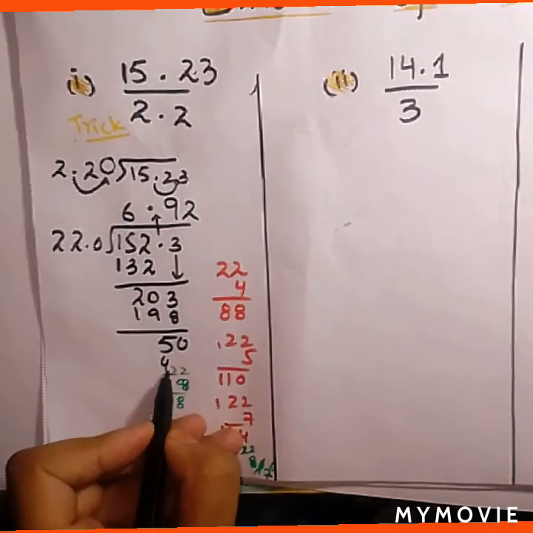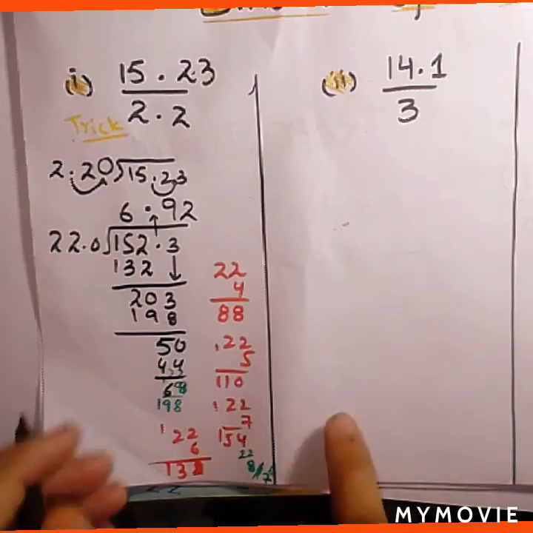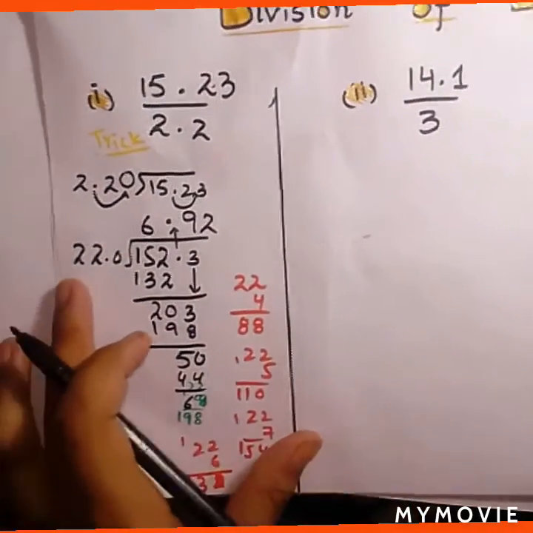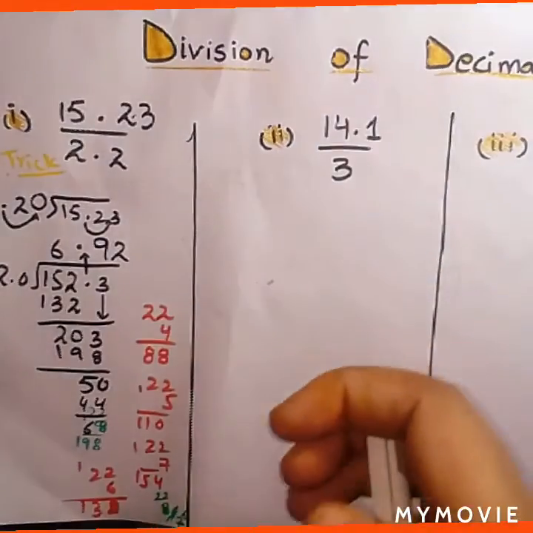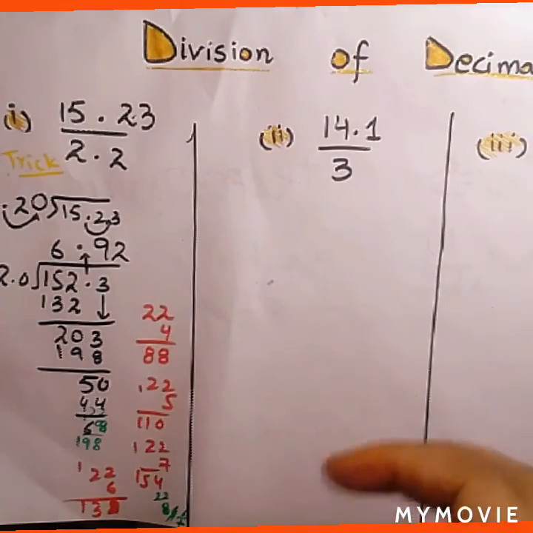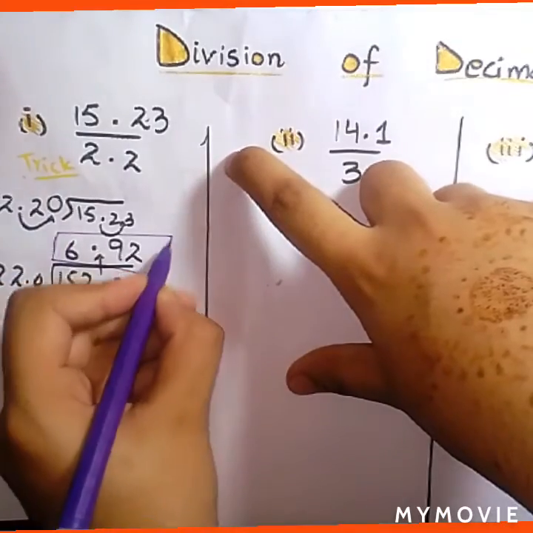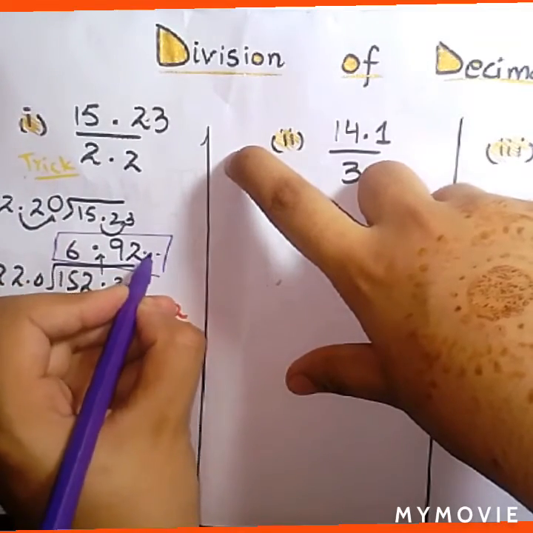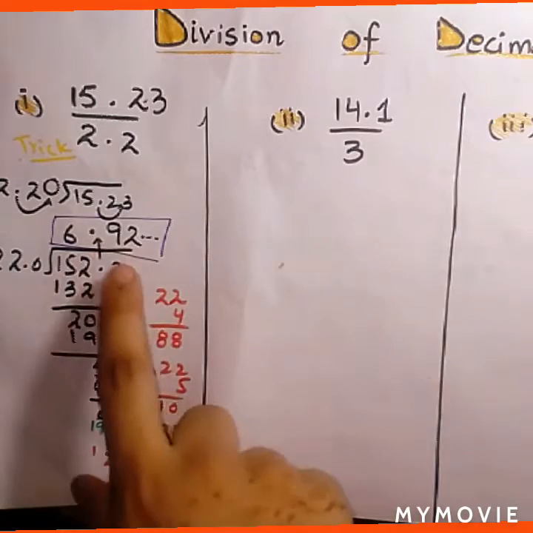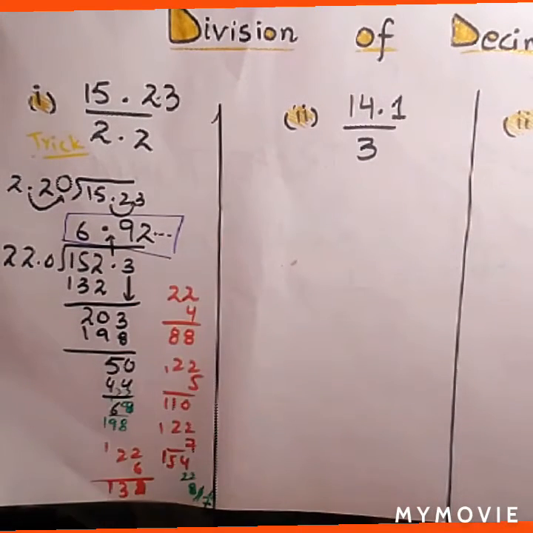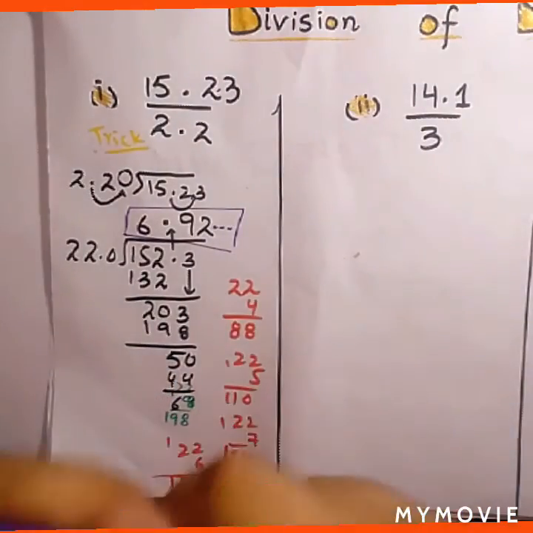This value goes on as an infinite decimal. That's why our quotient for 15.23 divided by 2.2 is 6.92 and so on, because the infinite values are coming in the decimal. This is our quotient.